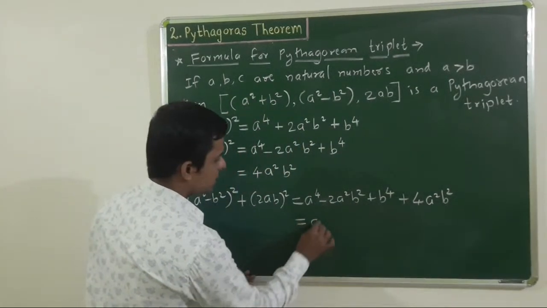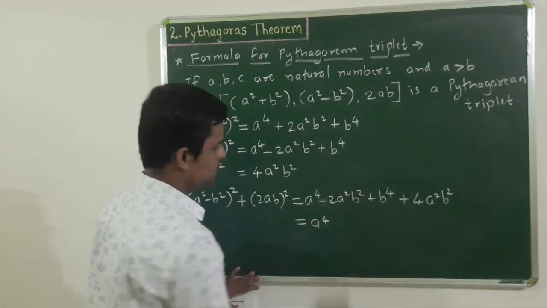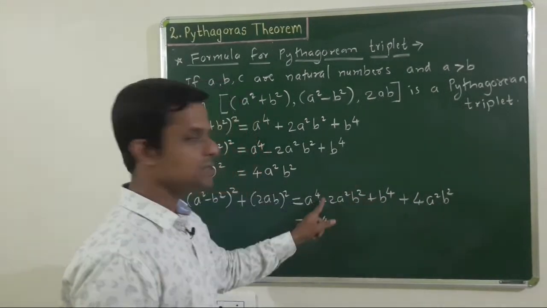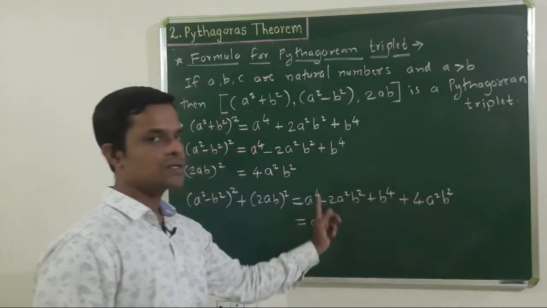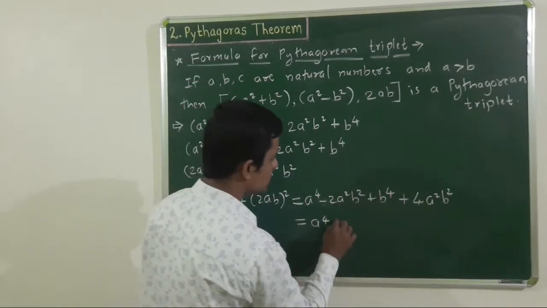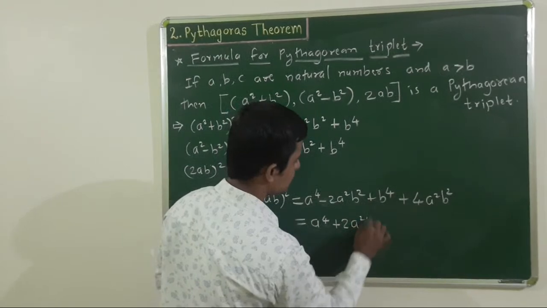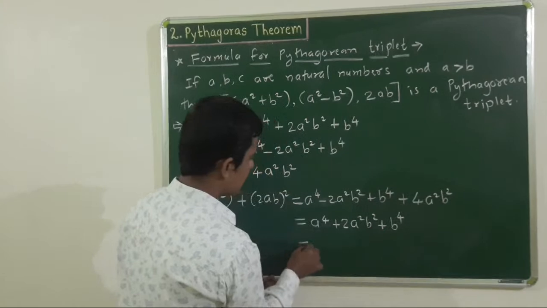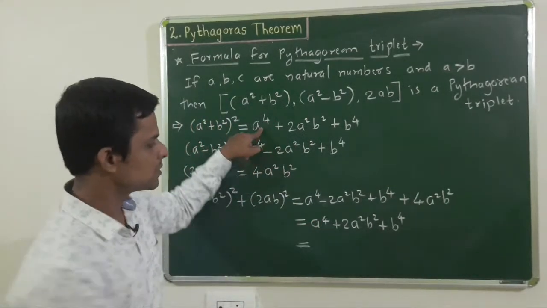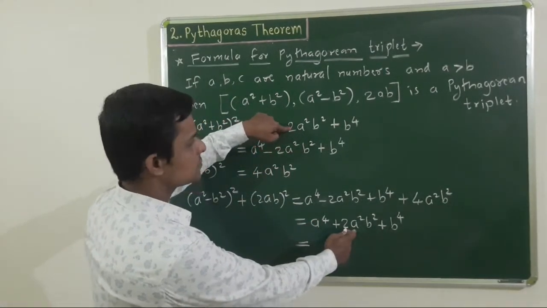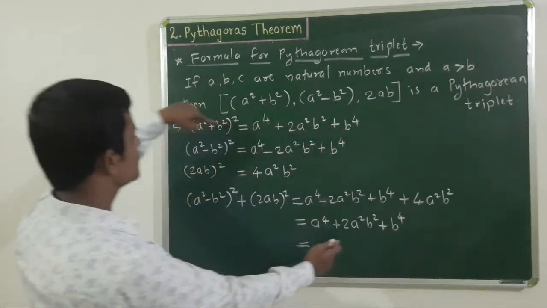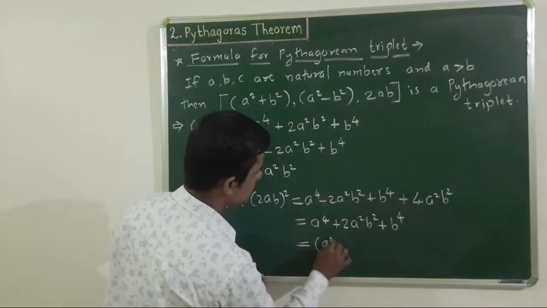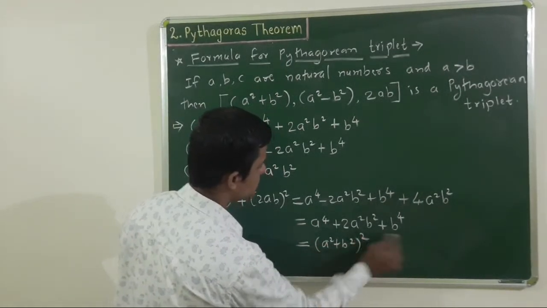That is equal to a raised to 4 minus 2 a square b square plus 4 a square b square, that is 4 minus 2, that is 2, so 2 a square b square, plus this term as it is, b raised to 4. And that is nothing but a raised to 4 plus 2 a square b square plus b raised to 4, which is equal to the square of the largest number, that is the first term, (a square plus b square) whole square.